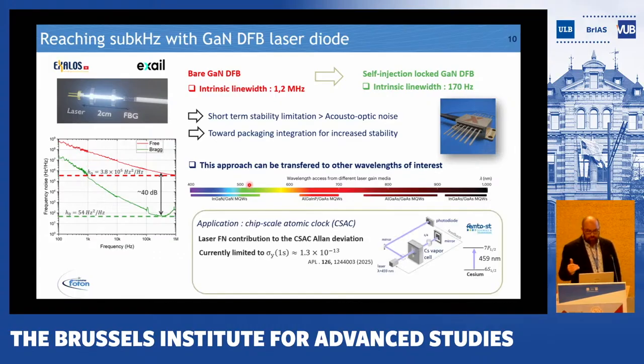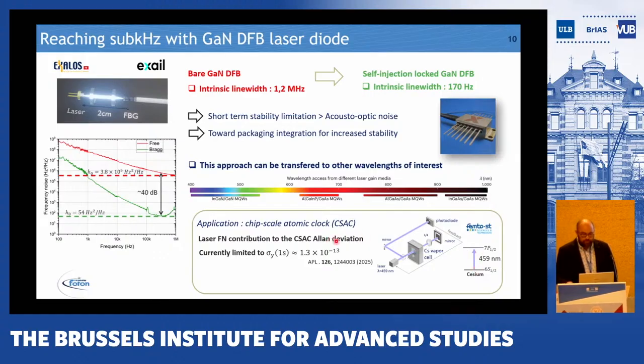And let me come back to the quantum technology application, and here I address in particular the chip-scale atomic clock. So the idea of such a chip-scale atomic clock is to lock a laser on a Doppler-free transition, and here it's an example of an atomic clock developed by the laboratory FEMTO-ST, where the idea is to probe with a 459 nanometer laser a Doppler-free transition of cesium and to lock the laser on it.